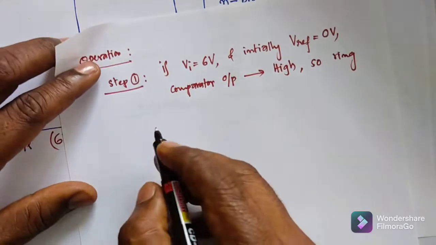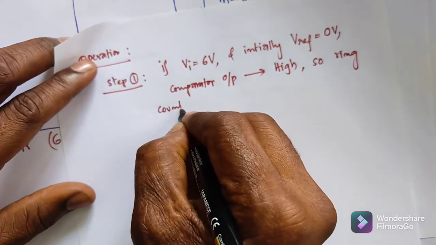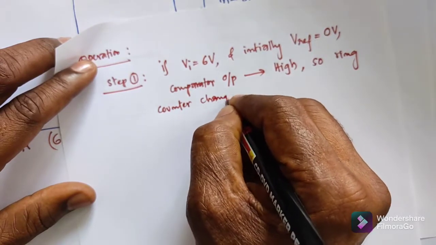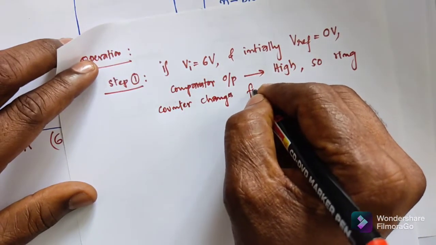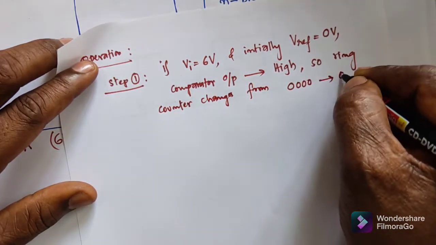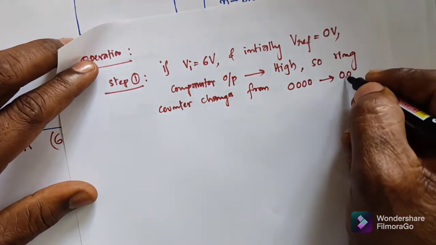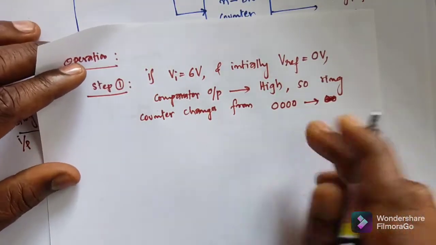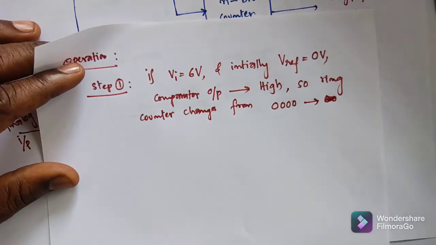Comparator high. So the ring counter changes from initially 0 0 0 0 to 0 0. Now this is the actual process. Initially we have 0. What is the process for 0?